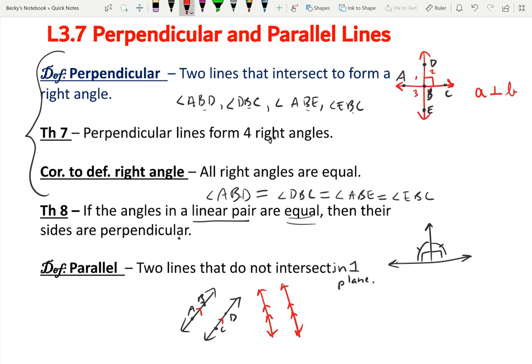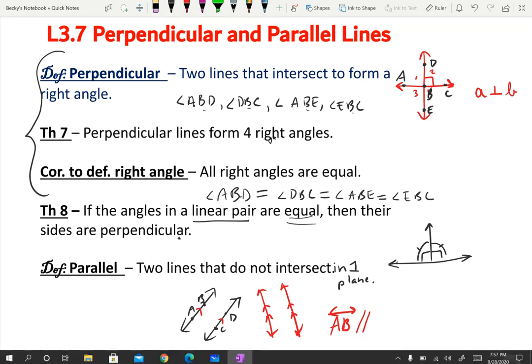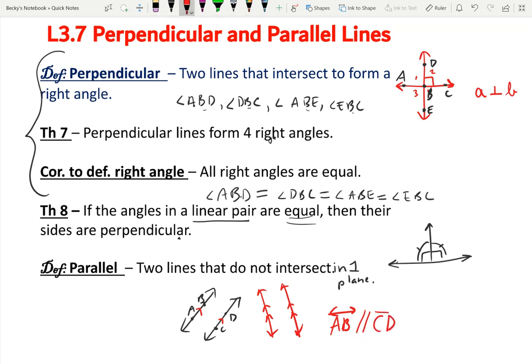Now, if I were writing this out, I would say line AB, and then is parallel. This symbol means is parallel to line CD.